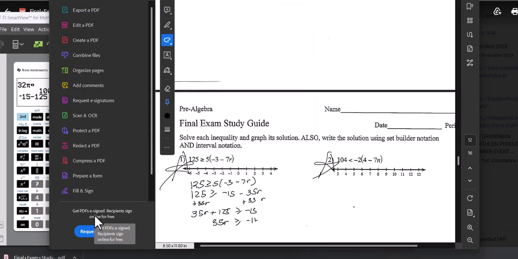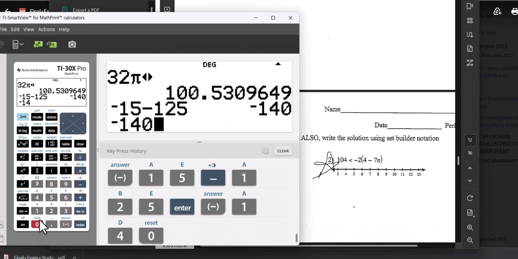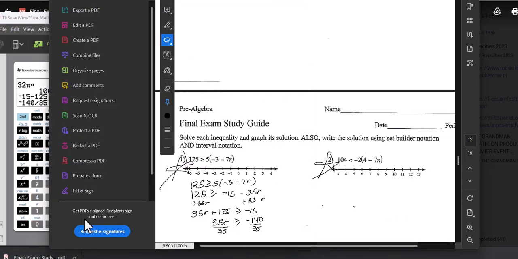And I get negative 140. Divide both sides by 35. Negative 140 divided by 35 is negative 4. So r is greater than or equal to negative 4. Notice I divided by a positive number. I divided by a positive 35. So I did not need to switch the direction of the sign.